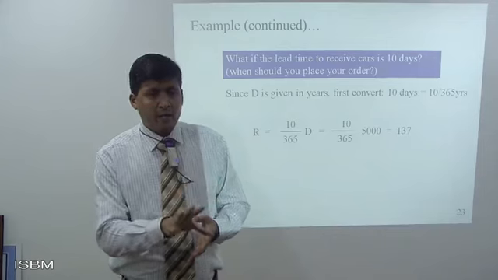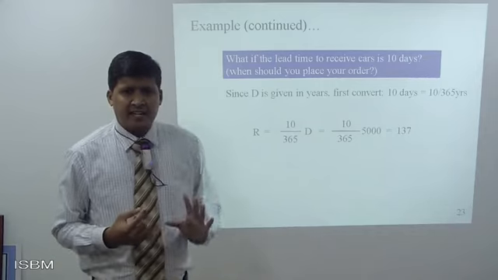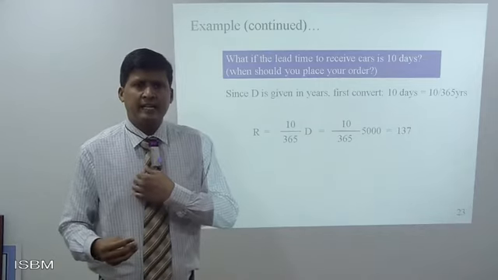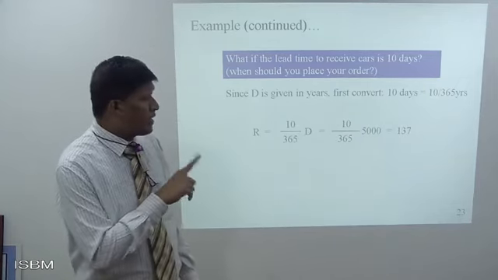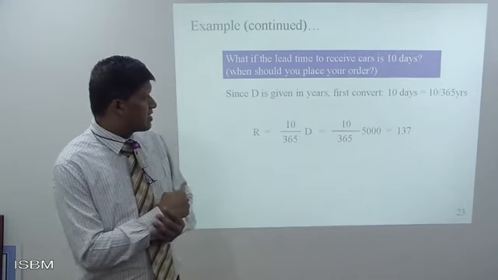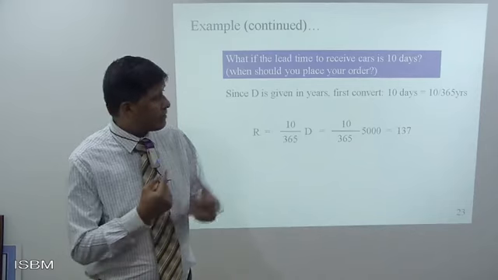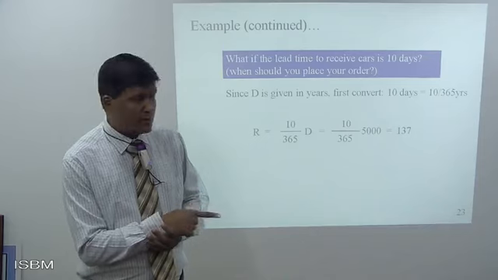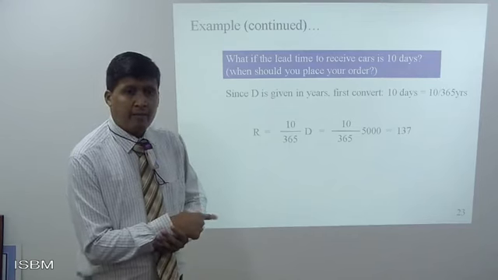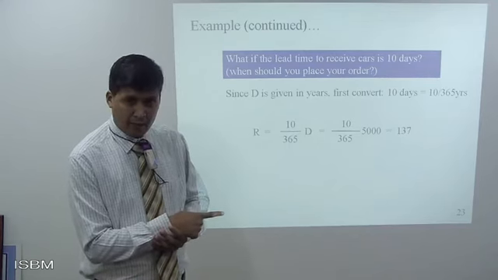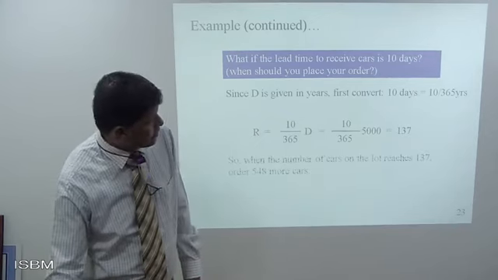So let's continue with the same example. What if the lead time to receive the car is 10 days? Let's assume that after placing the order, it takes roughly 10 days to receive the order, say for example, the car dealer. When should you place the order then? Since D is given in years, we'll convert it into days, since we have 10 days as the lead time. So the reorder point would be 10 divided by 365 into D, that's 5,000, the demand, and 137 is what it comes out to be.